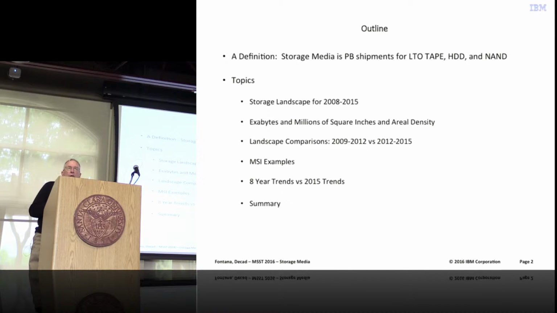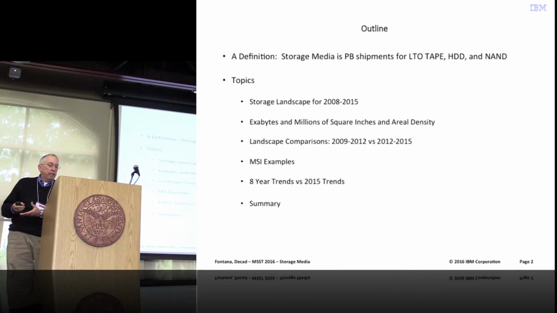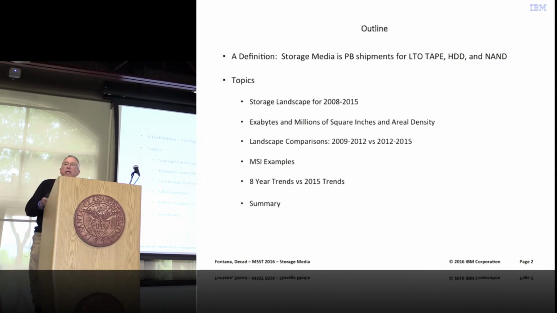And the topics we'll talk about is what this storage landscape looks like, the exabytes, and a concept that's used in the semiconductor industry called millions of square inches, and also areal density. And we'll do a comparison, as the program committee asked me, between what things looked like at the beginning of 2013 and what things look like at the beginning of 2016. MSI stands for millions of square inches, how much you are actually manufacturing. And then we'll look at the 8-year trends and a summary.